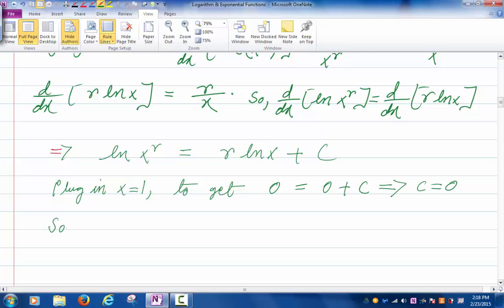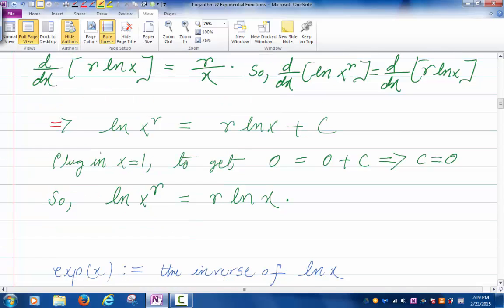And so I can finally say ln of x to the r is r ln of x. The exponent r can be moved in front of the ln. That's the conclusion. Is everybody clear? You can prove all the other laws for the ln function in the same way. Take the derivatives of both sides, show that they are the same, so that they differ by a constant, and then show that the constant is 0, and you're done. That's how the proof works.